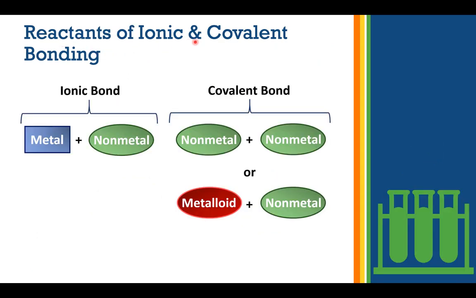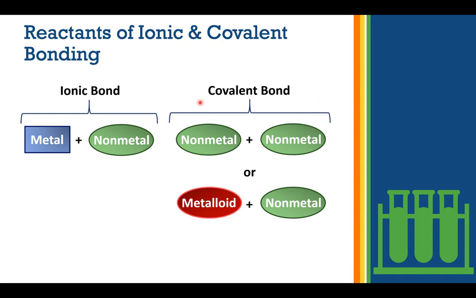These are reactants of ionic and covalent bonding. Okay? So for ionic bonding to occur, there must be a metal plus a nonmetal. Okay? So these are two different types of atoms. Metals plus nonmetals. Okay? For covalent bonds to occur, you must have a nonmetal plus a nonmetal, or a metalloid plus a nonmetal. Okay? So there are no metals within covalent bonding.